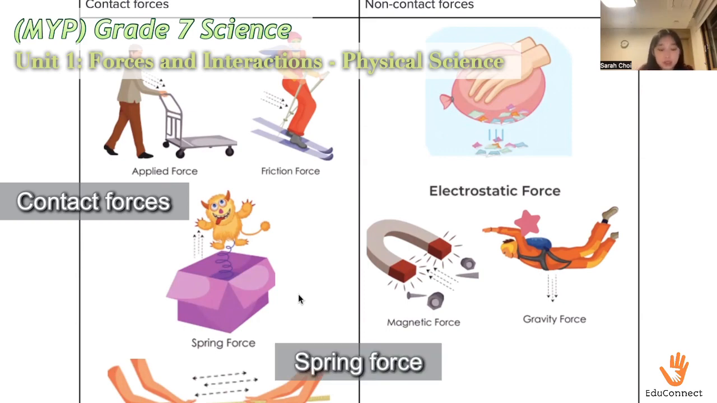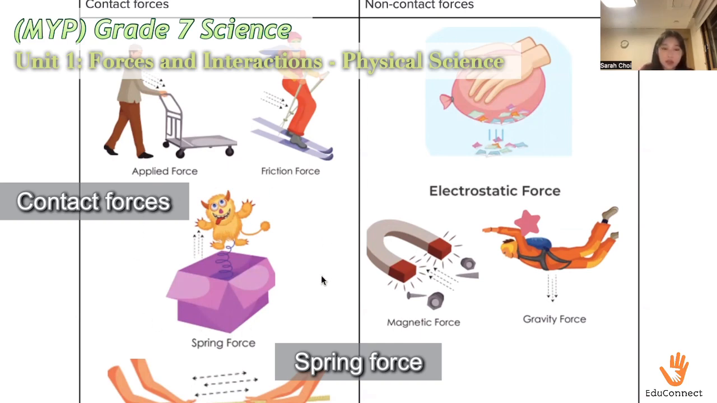Now we have spring force. Spring force is a force exerted by a stretched or compressed spring, as you can see here. It is a contact force as it requires the direct contact between the spring and the object experiencing the force. When a spring is compressed or stretched, it exerts a force that tries to restore it to its original shape or position, and this force is proportional to the displacement from the equilibrium position and acts in the opposite direction to the displacement.